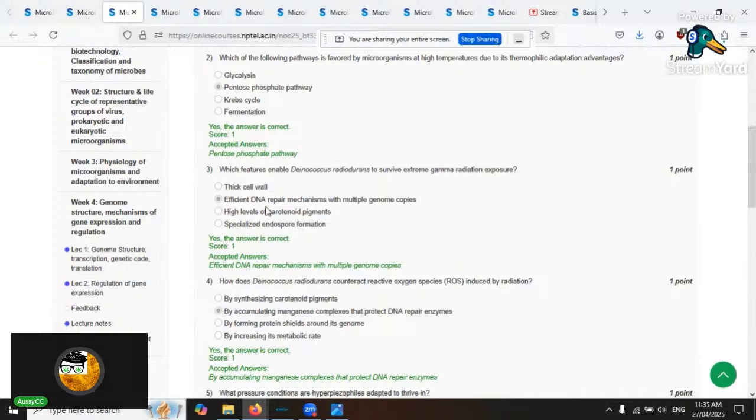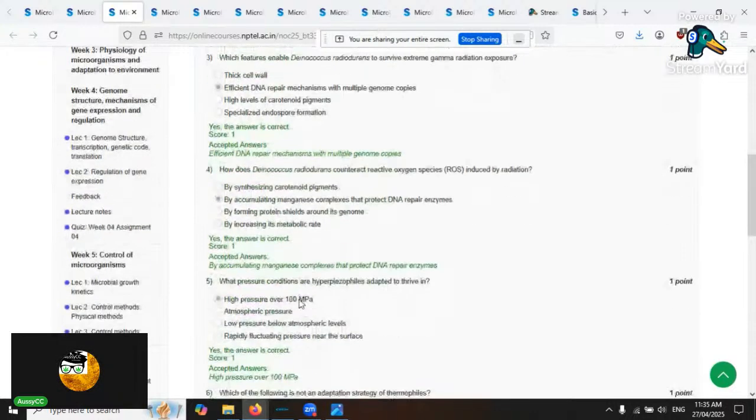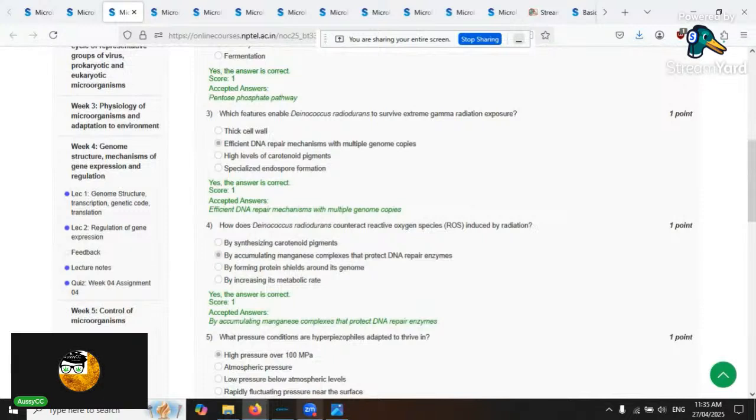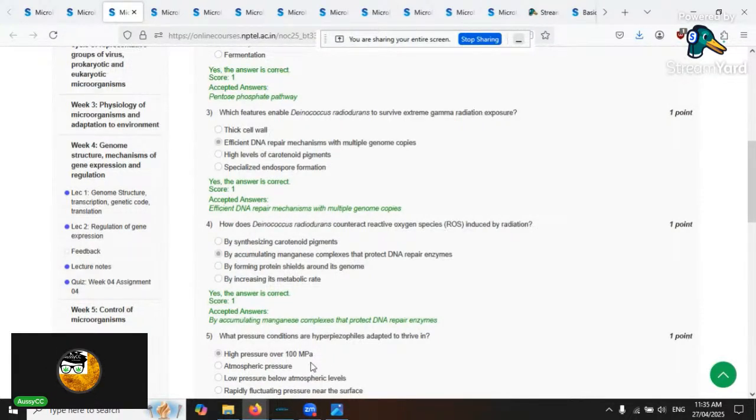What pressure conditions are hyperpiezophiles adapted to thriving in? This is where Latin comes in handy. If you can break it down in Latin, you can get the answer. I'm not going to give a blooming, but anyway, the answer is high pressure, over 100 megapascals.